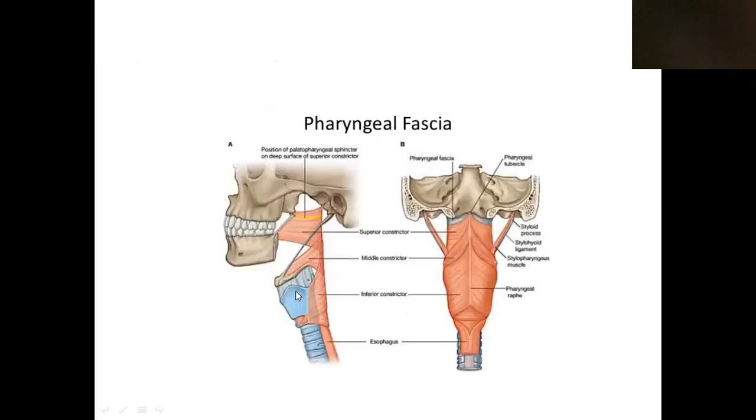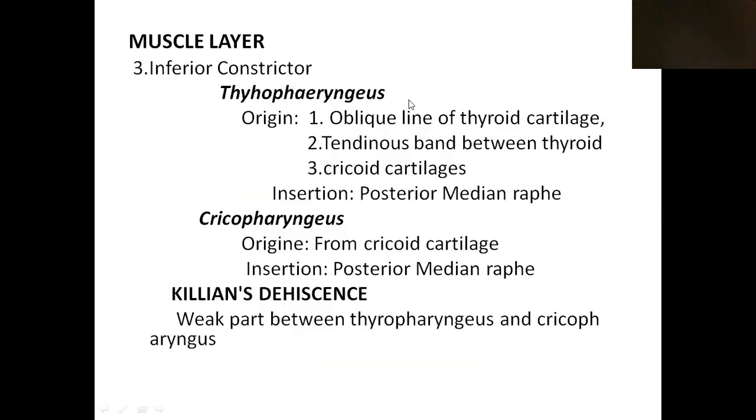See, this is the thyroid cartilage. Some fibers arise from this thyroid cartilage, known as thyropharyngeus. Then some other fibers arise from this cartilage, the cricoid cartilage, known as cricopharyngeus. So the thyropharyngeus is arising from the thyroid cartilage. Then a tendon connecting the thyroid cartilage to the cricoid cartilage. See, it's a single point. A tendinous band between the thyroid and the cricoid cartilage. That's all.